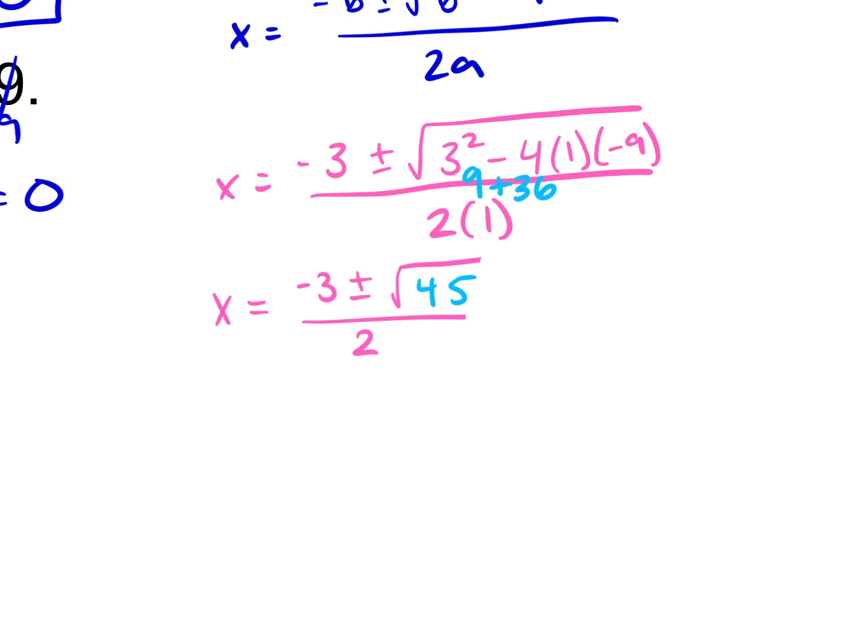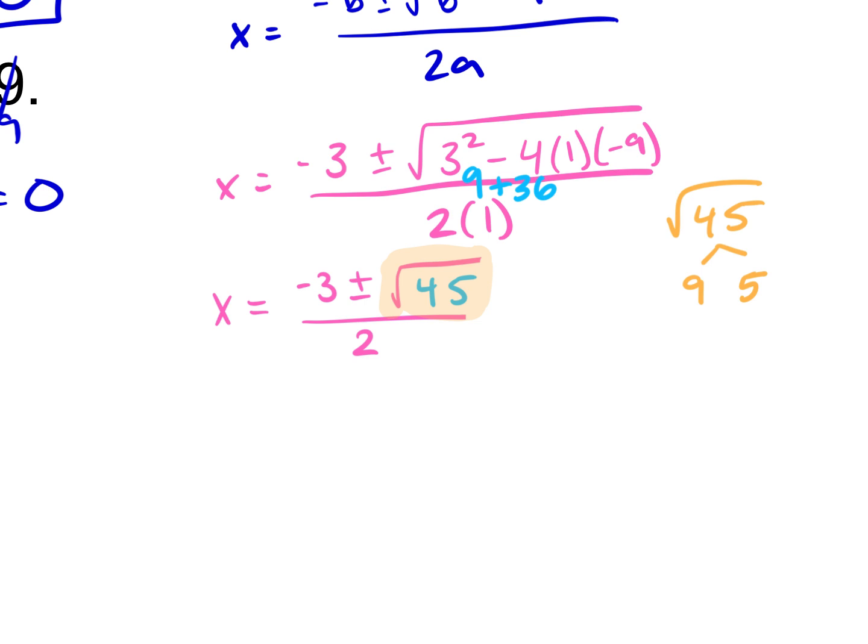Could I just leave my answer like this? No, why not? We can simplify our radical. Always simplify the radical if you can. So let's break it down. We have the square root of 45. What are 2 factors of 45? 9 and 5.